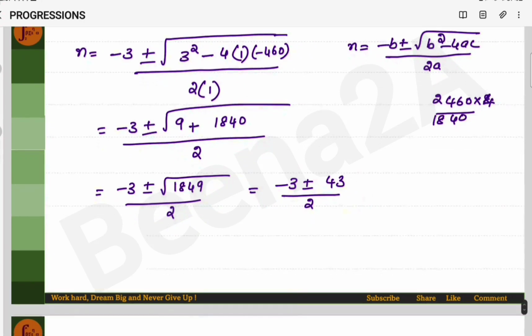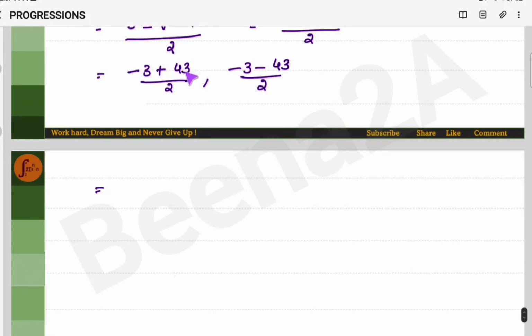Now we will have to split this, right? We have plus and minus. So what we'll do? We'll write minus 3 plus 43, and then again we'll write minus 3 minus 43 by 2. Now this is nothing but 43 minus 3 is 40 by 2, and minus 43 minus 3 is minus 46 by 2. So we get 20 and minus 23. So these are the values for n.